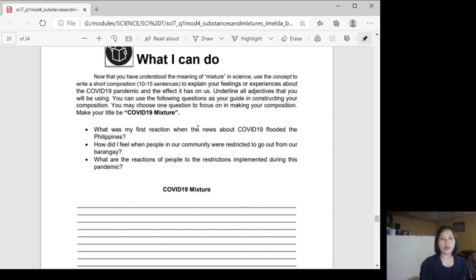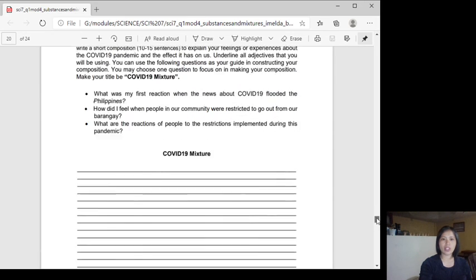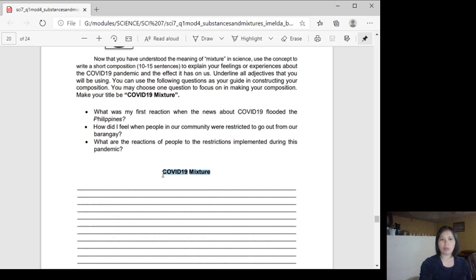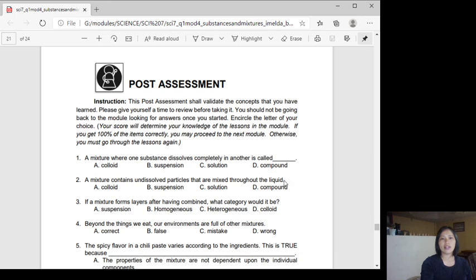What I can do. It's about COVID-19. So this pandemic, okay, these are your guide questions. Your first reaction about COVID-19. And then how did you feel when you were restricted to go out or when you were not allowed to go out? So you are going to make an essay. Not so long. And what is the title? The title of your essay will be COVID-19 Mixture. After that, you're going to answer the post-assessment.